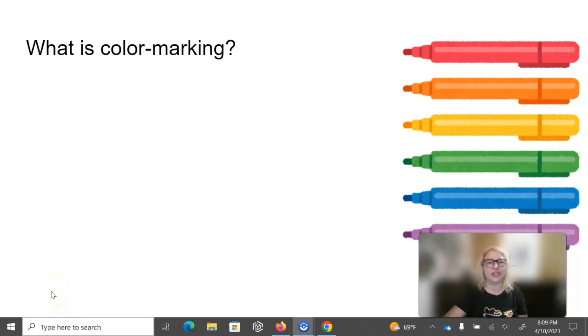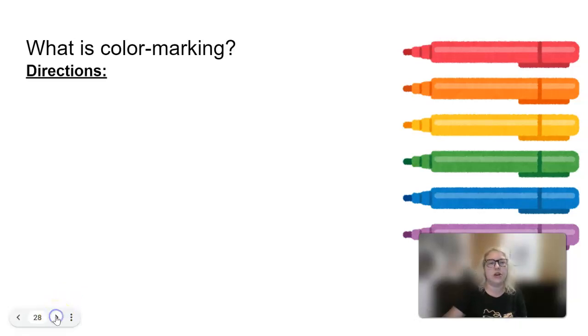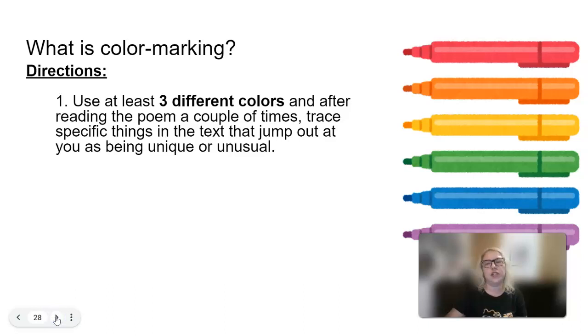It's 6.3 step 1. What is color marking? Color marking is a really good tool to help you start to make sense of a new text in a guided literary analysis or a paper 1 exam. There are 3 basic steps to color marking, and the first is to start with at least 3 different colors.